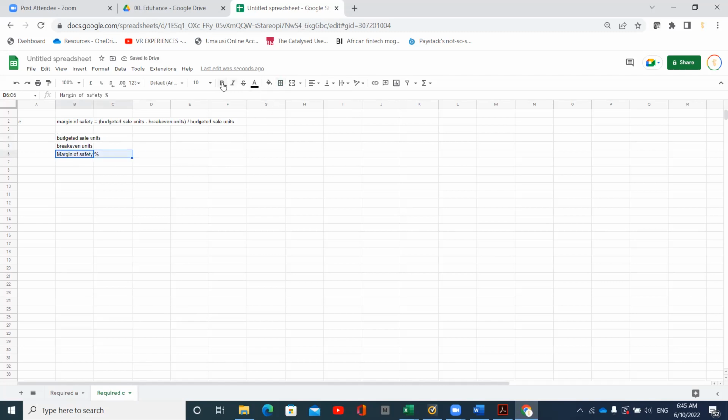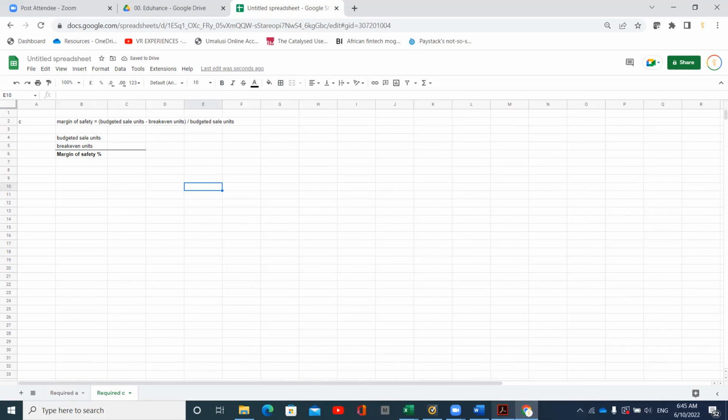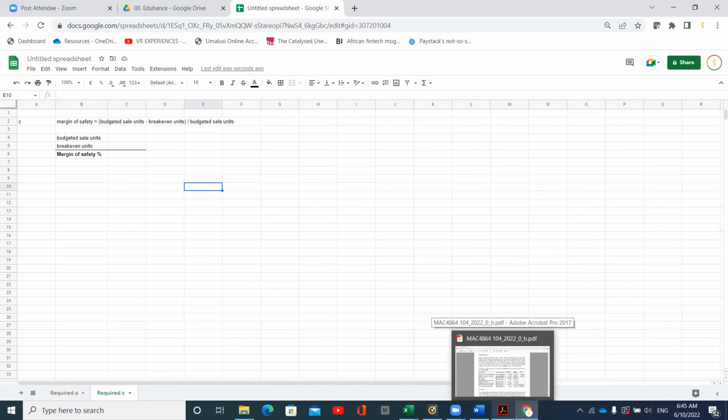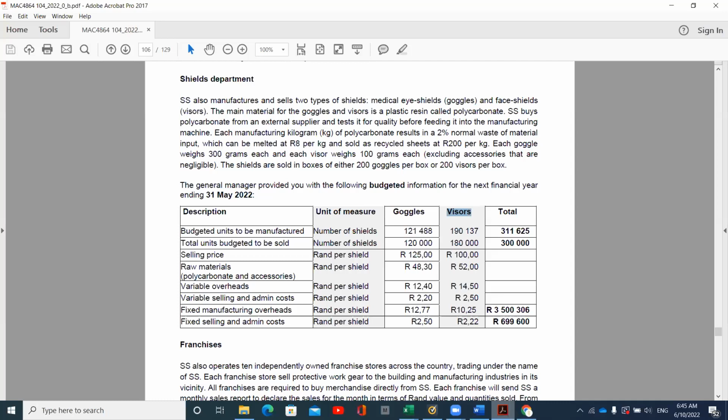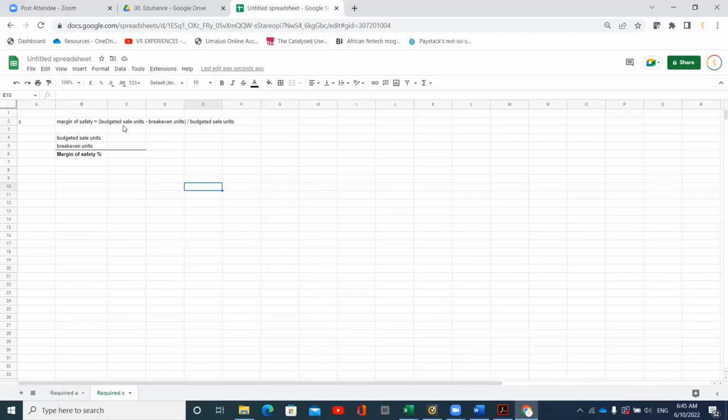So we need to get that information. Now we have a look, what do we have? We need break-even units, and we're going to need margin of safety percentage. Budgeted total units budgeted to be sold is 180. Okay, so we can plug that in. Budgeted units to be sold 180. So this here is given.